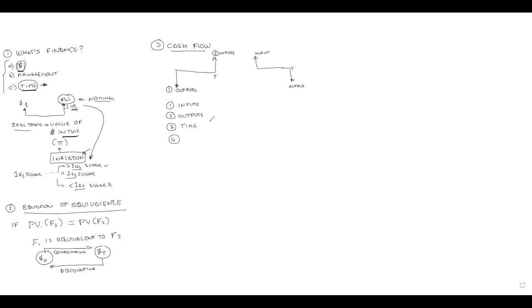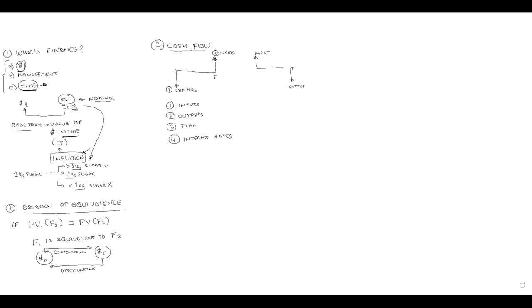What is the 4th element, guys? Someone. What is missing? I have money out, money in, I have the time. So what is missing to understand finance? Yes, go ahead. Is it inflation or the percentages of the interest or something that you will discount or compound with? Interest rates. Completely right. Okay, that's it. So we have money in, money out, the time, and interest rates.